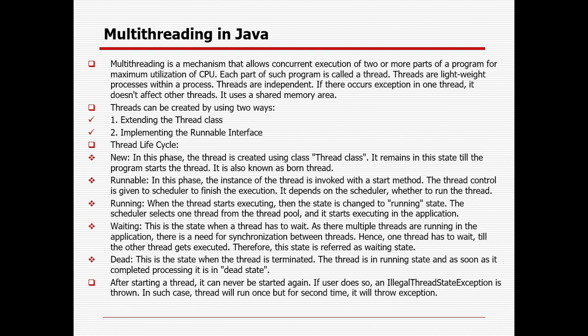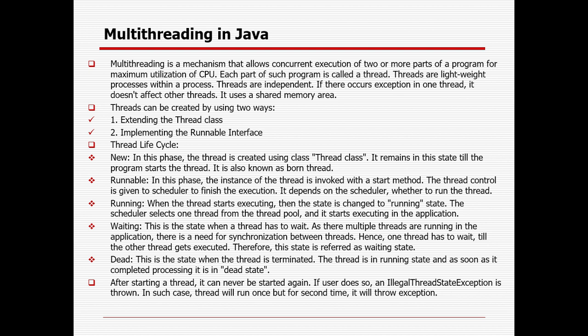So immediately if you extend or implement it, it will be a thread class, and immediately the kind of thread you are creating is called the born thread, right? In the runnable phase, the instance of the thread is invoked with the start method. Here it will always be with the help of the start method. I will show you in real time, then only you can get to know. The thread control is given to the scheduler to finish the execution. It depends on the scheduler whether to run the thread or not.